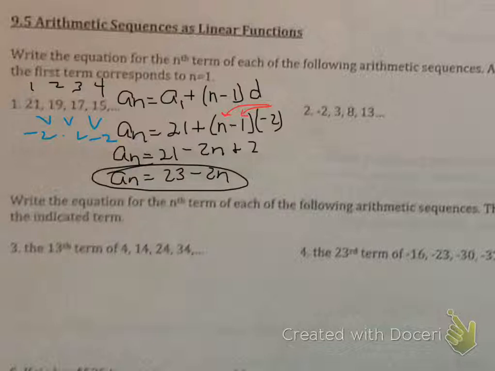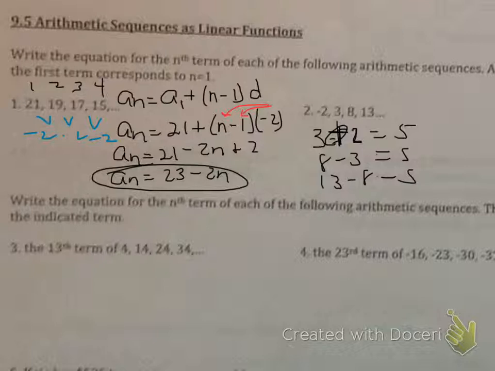So let's do the same thing for number 2. We have to find our pattern. So I'm going to take the second one minus the first one. Well, two negatives make a positive, so that's 5, because 3 plus 2 becomes a positive 2, and that gives 5. Then I do 8 minus 3, which is 5. Then 13 minus 8, which is 5. So again, they're all 5. So my pattern here is 5.